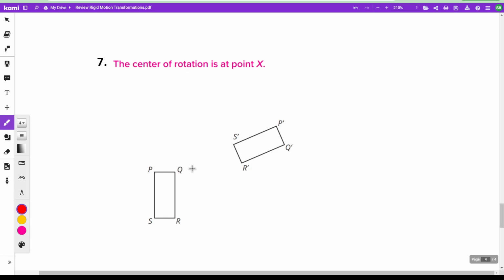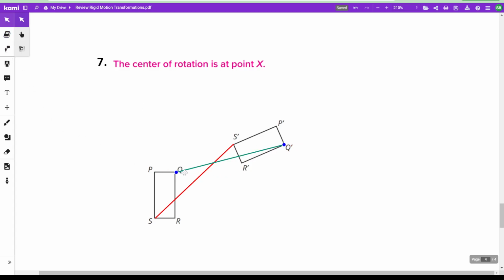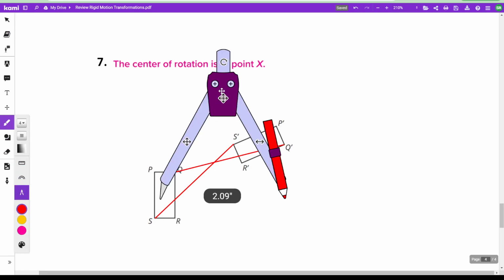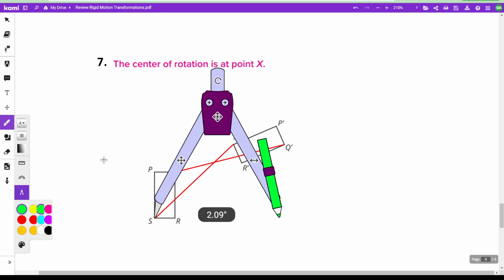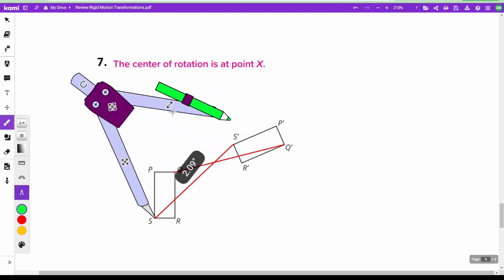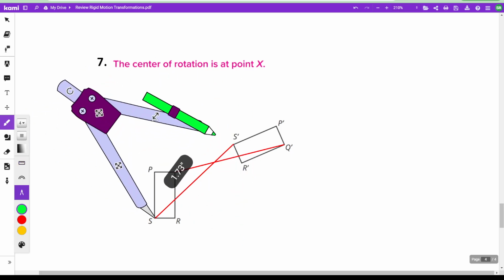So I'm going to pick 2 points here. I'll pick S and S prime. And I'll pick Q and Q prime. And I want to make the perpendicular bisectors to those. In this case, I'm just going to draw a full circle. But again, you really only need to draw the arcs up here and then down here. But I'm going to draw a full circle just to illustrate that you can do that.